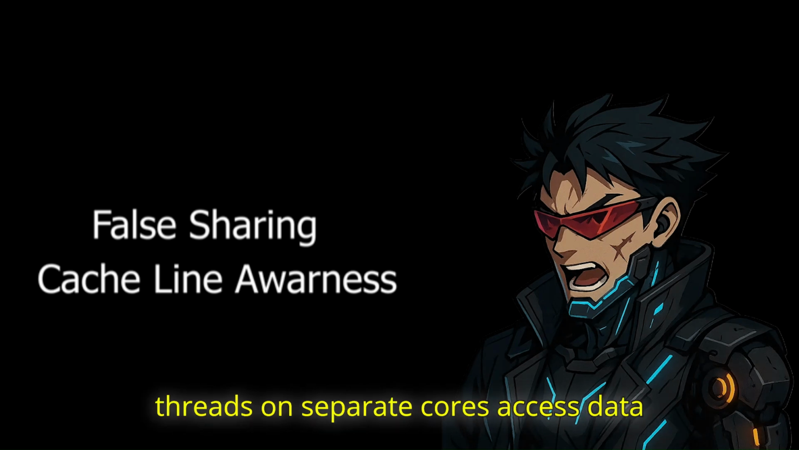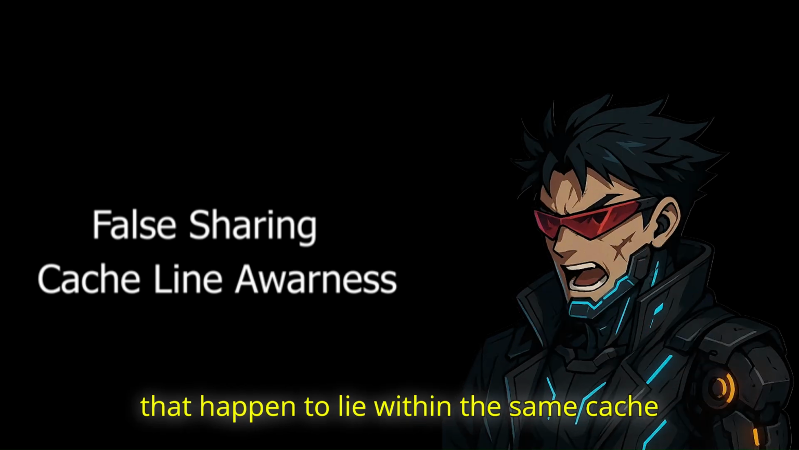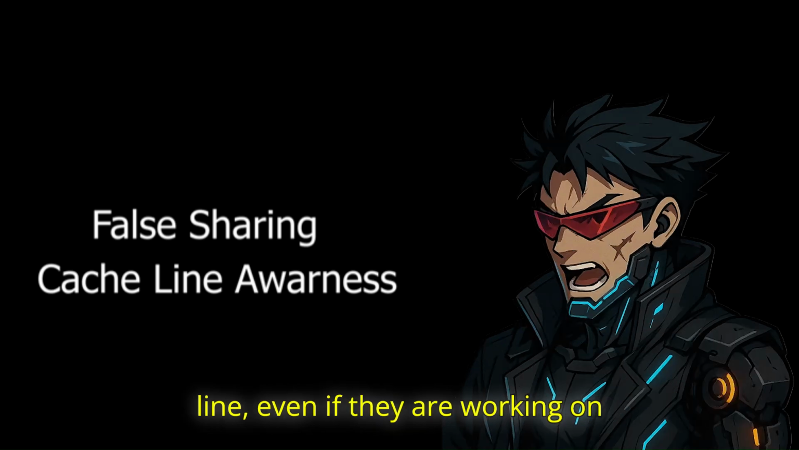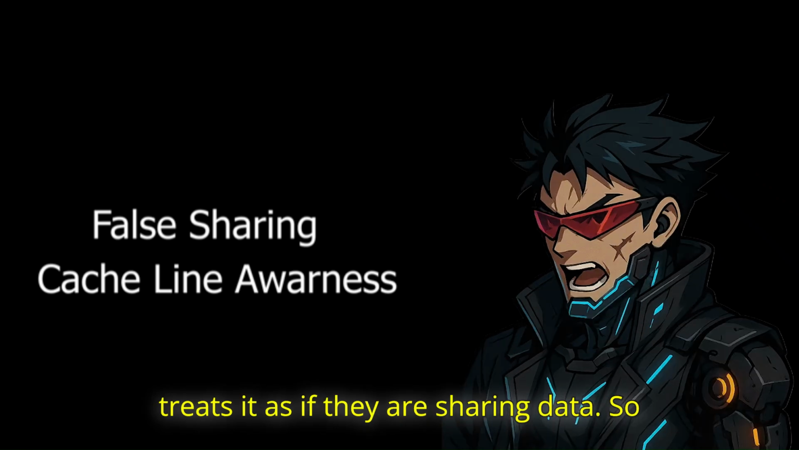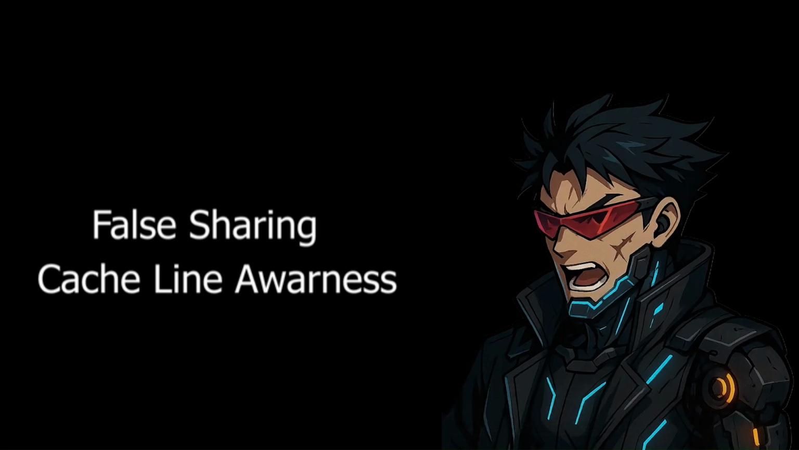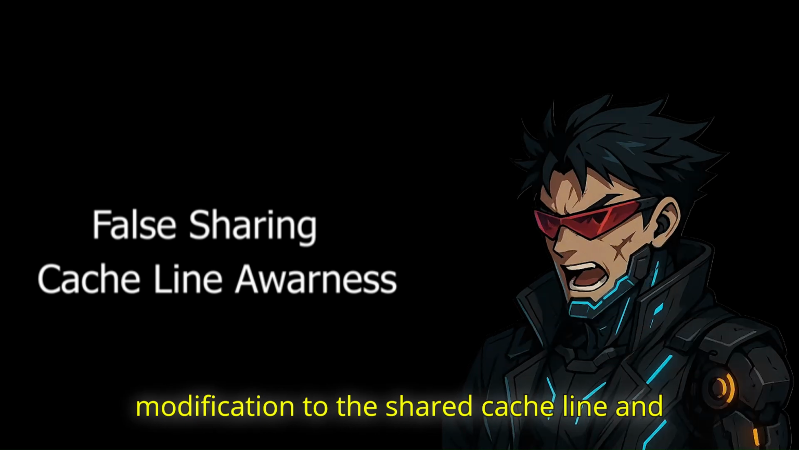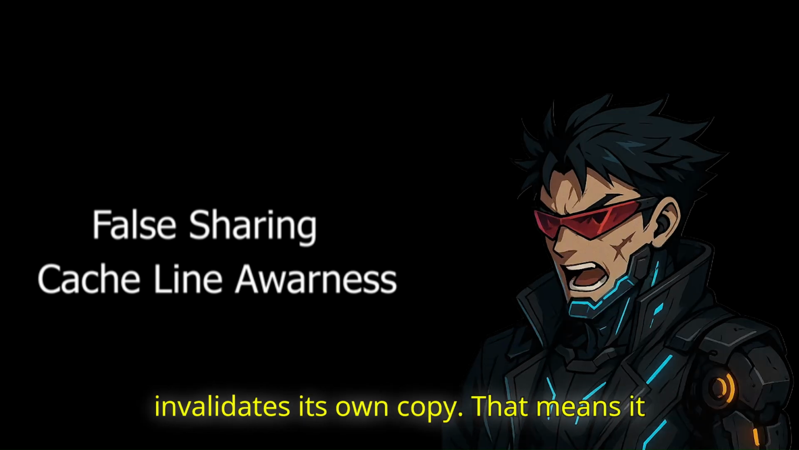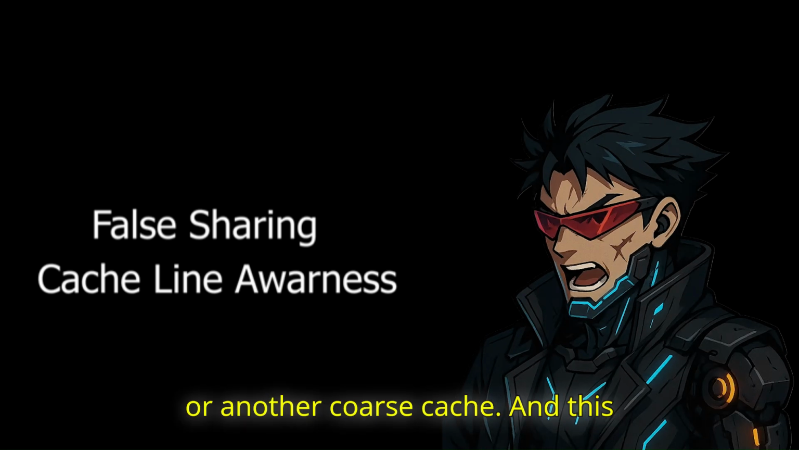Now, here is the key. When two threads on separate cores access data that happen to lie within the same cache line, even if they are working on completely different variables, the CPU treats it as if they are sharing data. So if one thread writes to its variable, the other thread's CPU core sees that as a modification to the shared cache line and invalidates its own copy. That means it needs to reload the data from main memory or another core's cache, and this introduces latency.